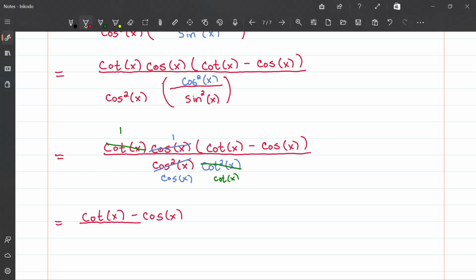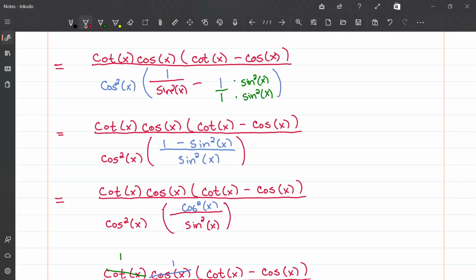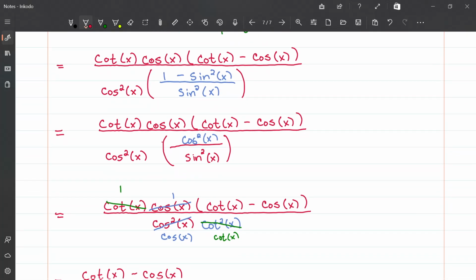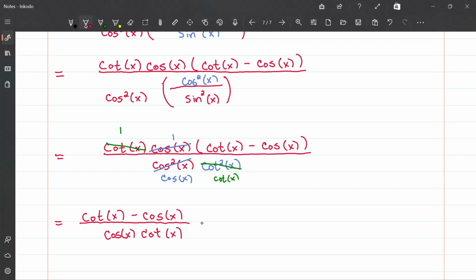Fingers crossed, that means we did our work well. On the bottom, we have cosine times cotangent left over. And scrolling back up for just a moment, that is indeed exactly the right-hand side that we were hoping for. So I'm simply going to go back down to the bottom and, as before, indicate that I'm finished by writing this is the right-hand side. Whew. That was a long one. The next one's not going to be quite so long.